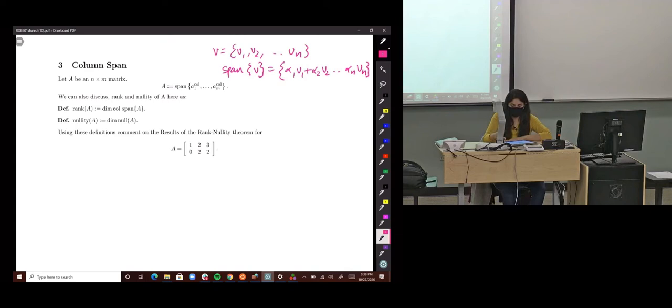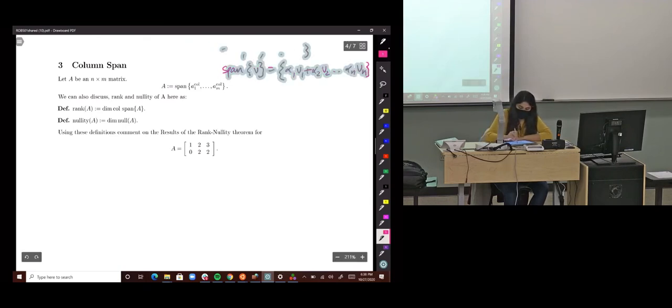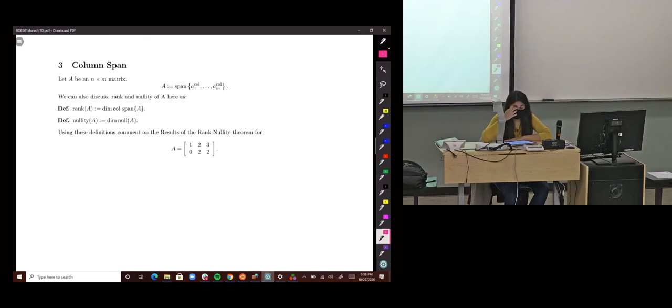So when we say we want to define the span of a column for a matrix, the column span of a matrix becomes the span of the set that contains all the columns of that matrix. And we use that again in the formulation for our solution for linear equations.